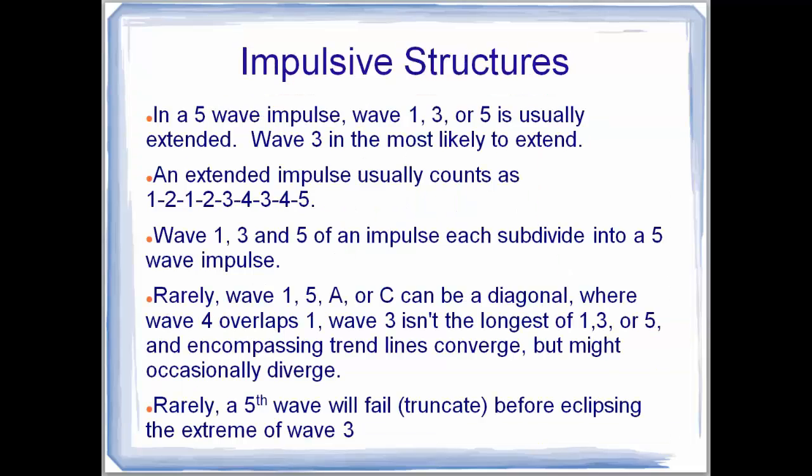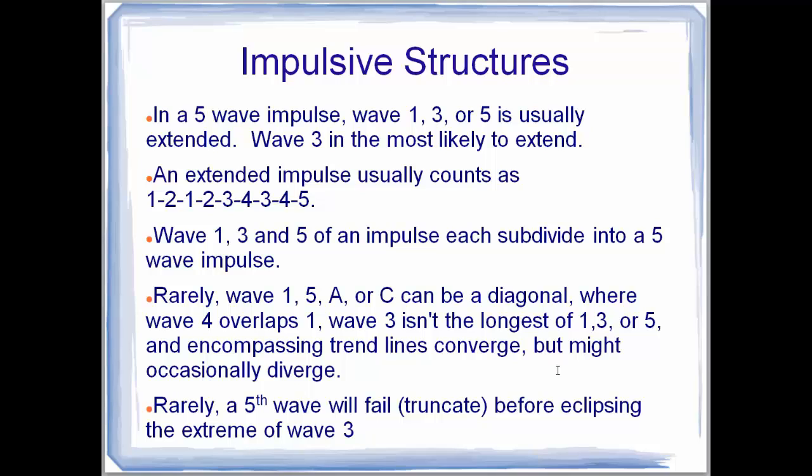A 5-wave structure in Elliott wave is often referred to as an impulse. In a 5-wave impulse, one of the waves 1, 3, or 5 is usually extended. Wave 3 is the most likely to extend in the stock market. In commodities, wave 5 is actually the most likely to extend. An extended impulse usually counts as 1, 2, 1, 2, 3, 4, 3, 4, 5. Waves 1, 3, and 5 of an impulse each subdivide into a 5-wave impulse.